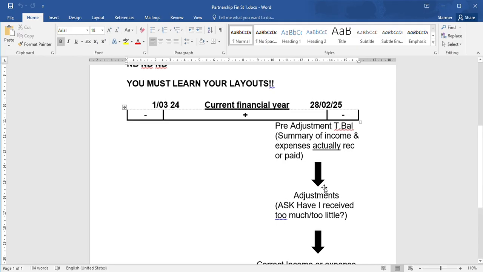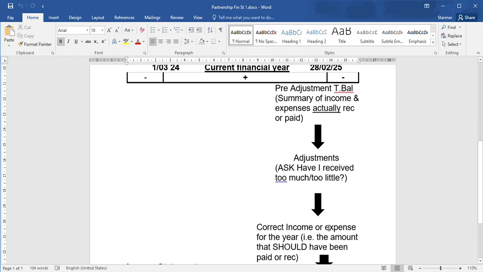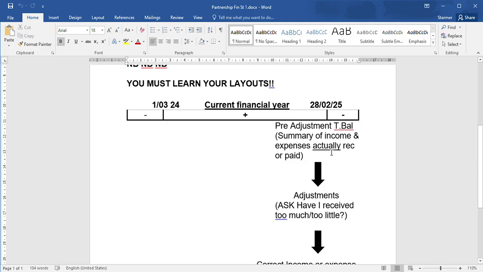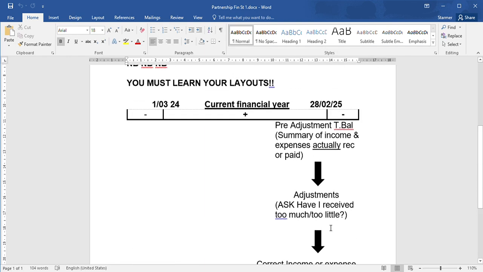Now once you've done the adjustments, the amount that you are going to be left with is your correct income and expenditure. And in this column here of your income statement, in your answer column, you're always going to record the amount that should have been paid or received. So in summary, remember you're given what actually was paid or received, you make adjustments, and you end up here with what you should have received or should have paid for the current financial year.